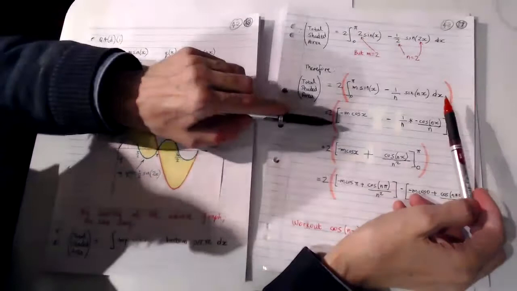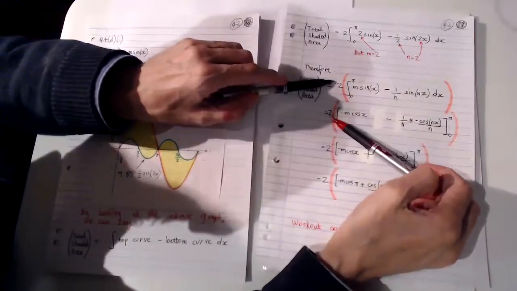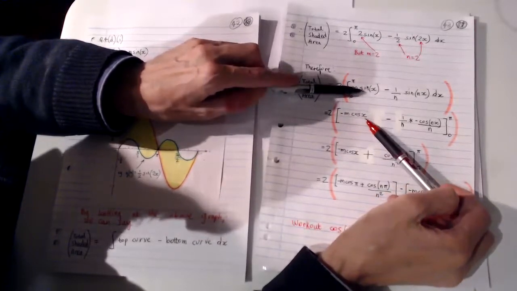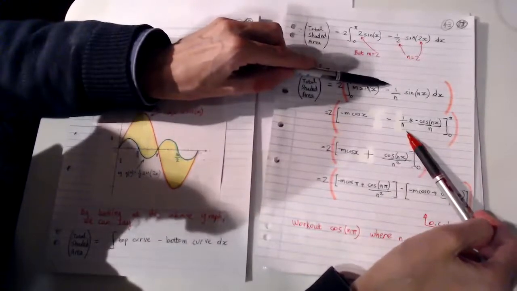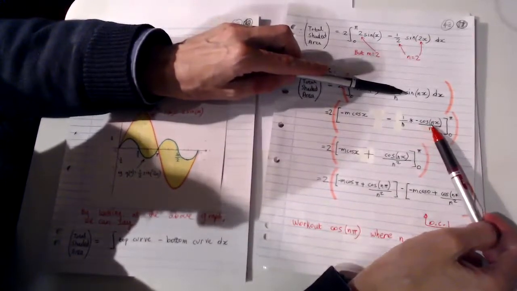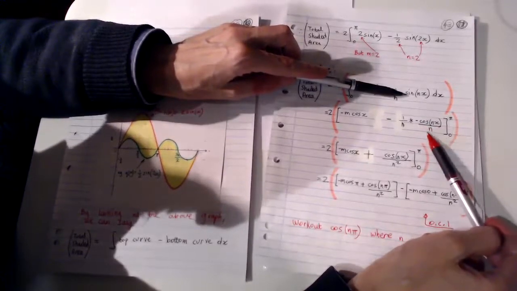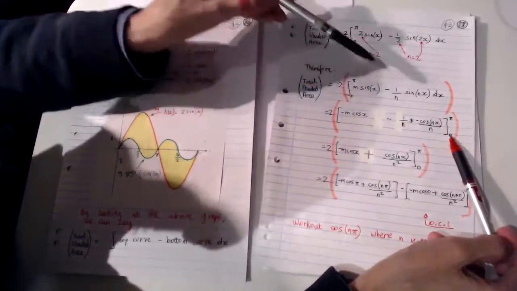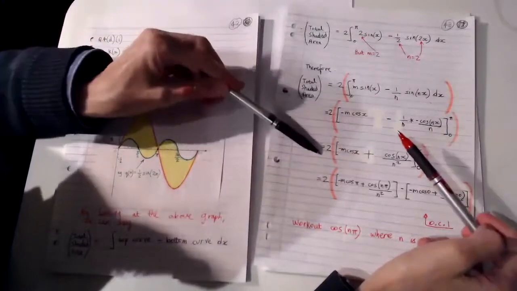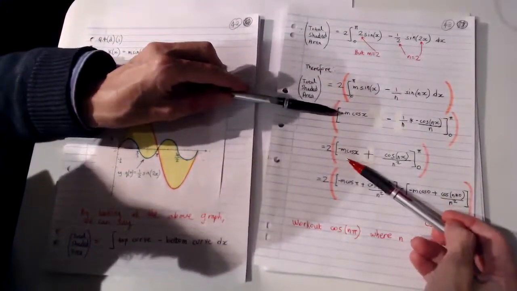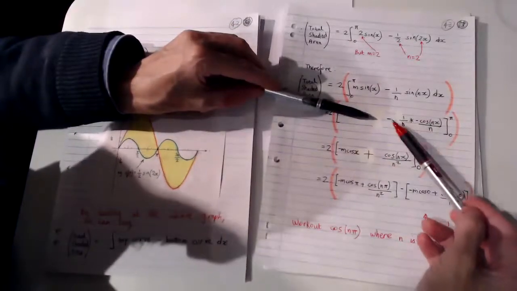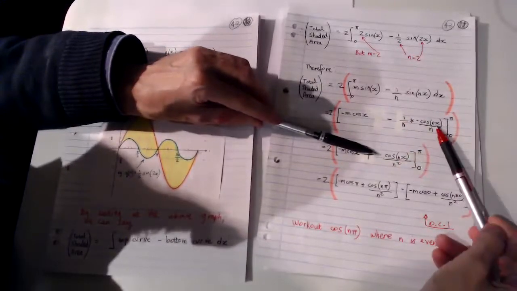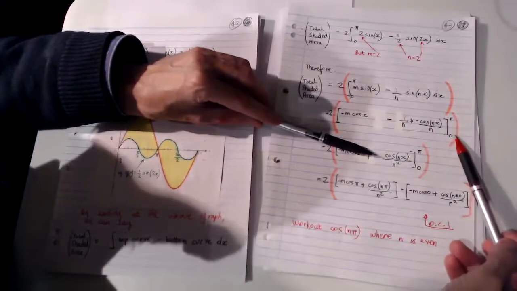Now, from that, we can integrate. So we say 2 times the integral of m sine x is negative m cos x, minus 1 on n times the integral of sine nx, which is negative cos nx, because of that n in front of x, divided by n, between 0 and pi. Then we say 2 times negative m cos x, then negative times negative is a positive, and we say cos nx on n squared between 0 and pi.